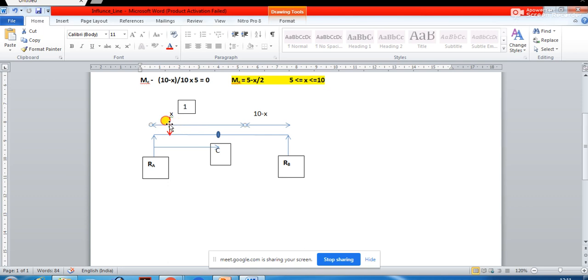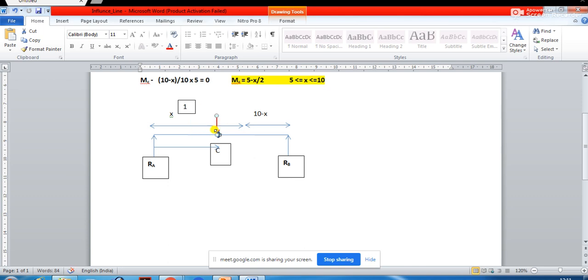Then you see again, you move the load a little bit further, your load is moving. So let us say you are bringing the load to here, the load is coming over here. Because of this position of the load, what will be the bending moment at C, you will have to find it.